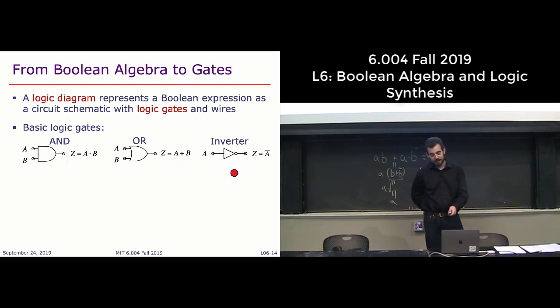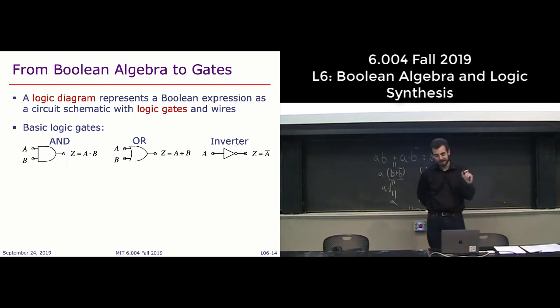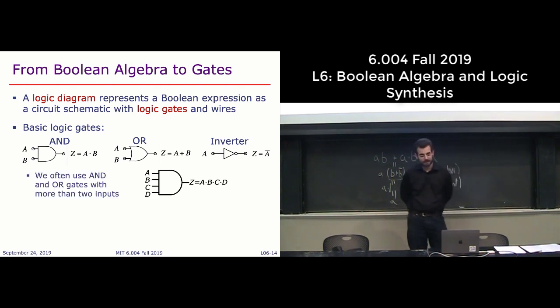And then the inverter is this triangle, and it is quite important to see that there's a bubble at the output of that triangle. In fact, what you'll see in many circuit diagrams is that people just don't draw the triangles, and they just draw bubbles. And every time you see a bubble, that means you're inverting the signal.